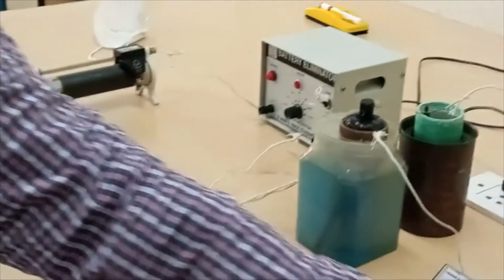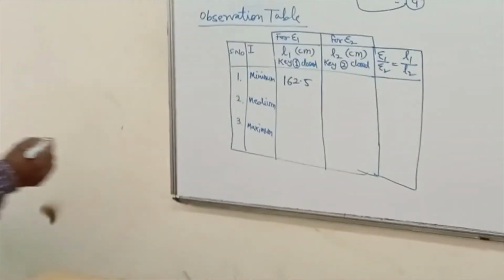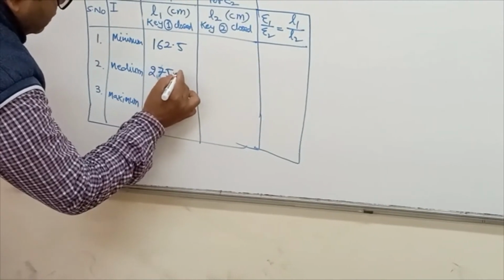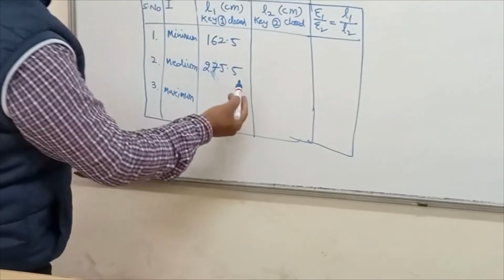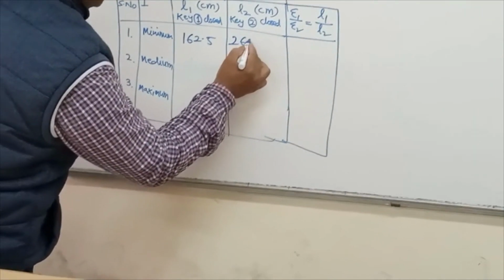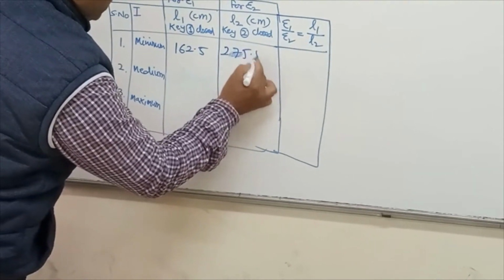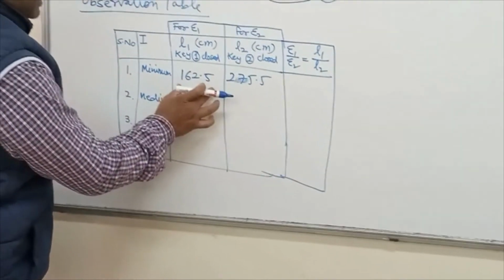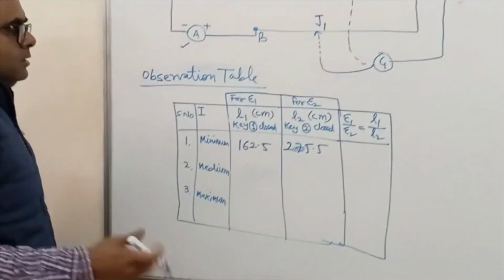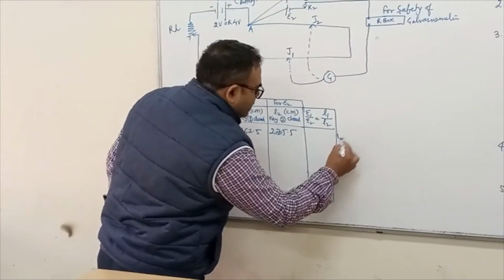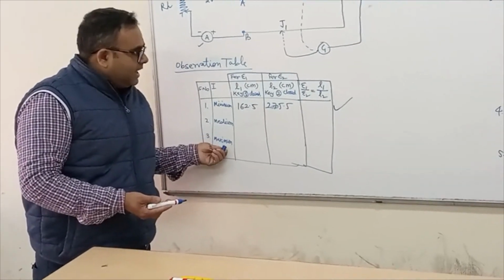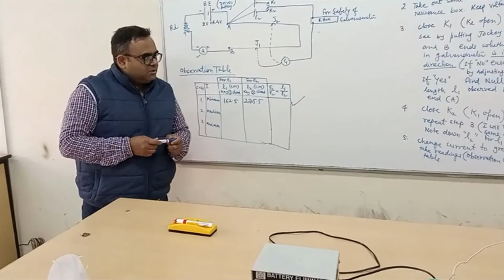Our one reading is complete, and now it is 275.5. So this is the second reading. Now for the minimum current, sorry, here it is 275.5. This is for E2. So L1 and L2 we have obtained. We will find the ratio of L1 and L2 here. One reading will be completed there, and we will repeat this for the medium current and maximum current. So three sets of readings we can get.